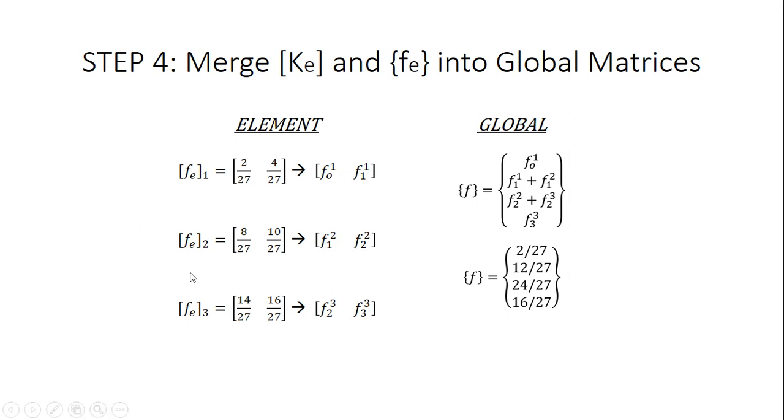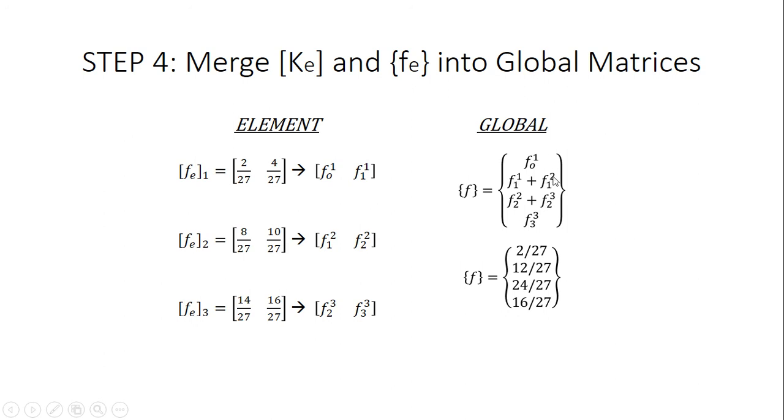So in this case, these were our F matrices for each element, and this is the form that they take. So element 1 is F0 at 1, F1 at 1. Element 2 is F1 at 2, F2 at 2. And element 3 is F2 at 3 and F3 at 3. Again, we're going to put these into a global matrix, which should look something like this.